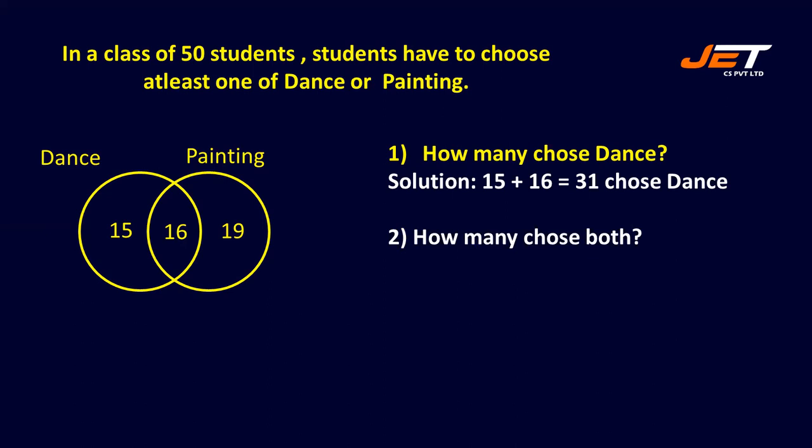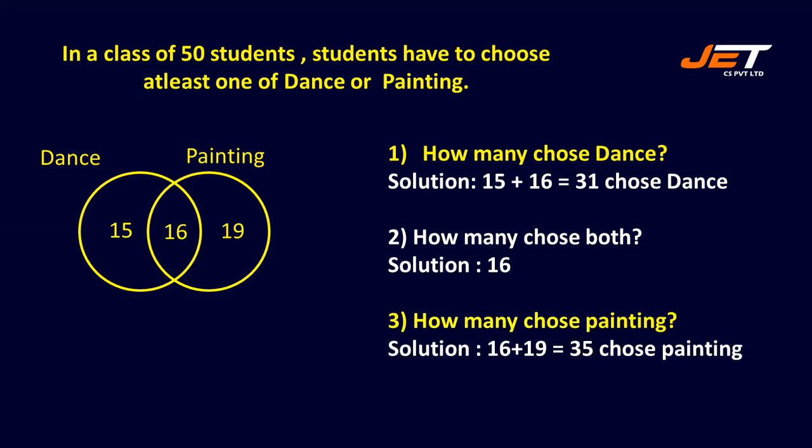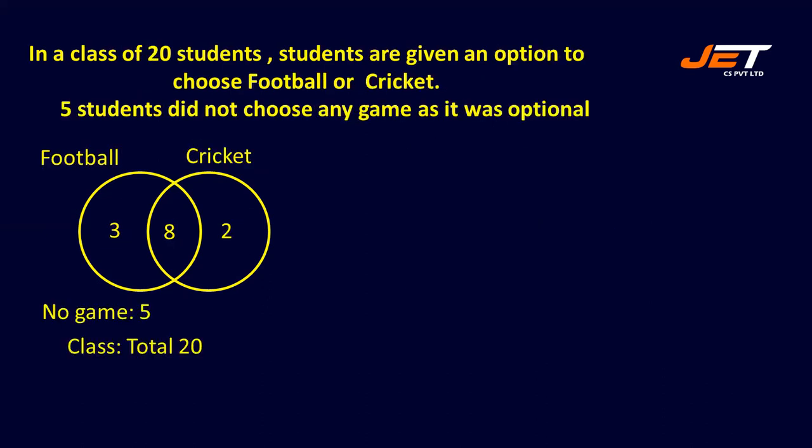How many choose both? So 16 students choose both because the intersecting part or the overlapping of the dance and painting shows those students they have chosen both. Right. Now, how many choose painting? It is 16 plus 19, which is 35. So 35 students choose painting. All right. Yes. So with this, we are moving on to the next.